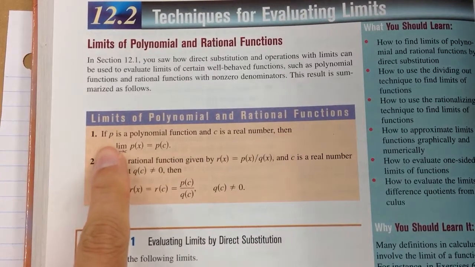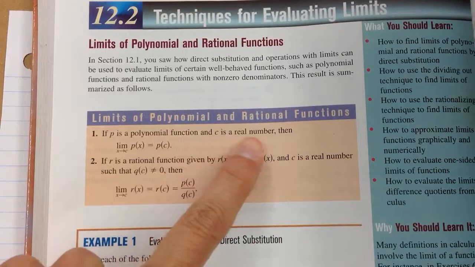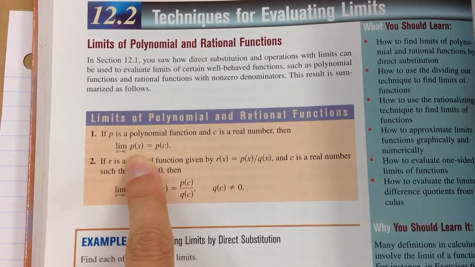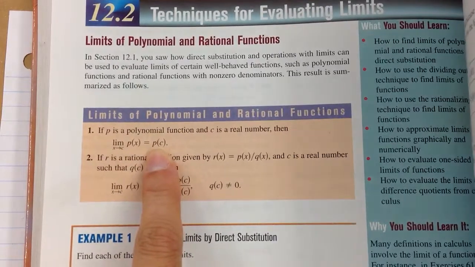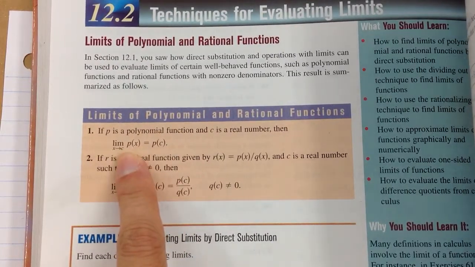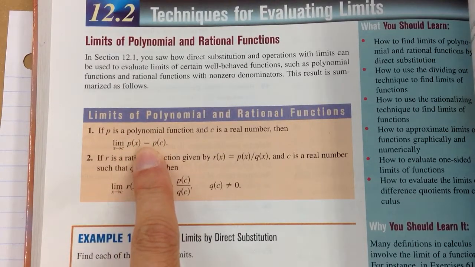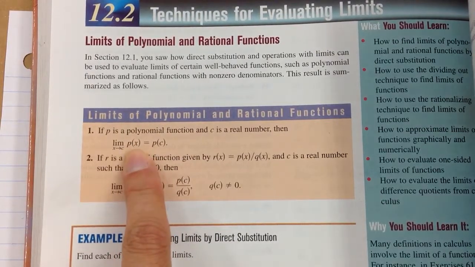So the first rule is if p is a polynomial function and c is a real number, then the limit as x approaches c of p of x is equal to p of c. And you don't have to write this down, you could always look it up. But basically it just says you can direct substitute, right? We can substitute c into this polynomial if it's like x squared plus 3x plus 2, and I want to find the limit as x approaches 2, I could just substitute that value in, right?